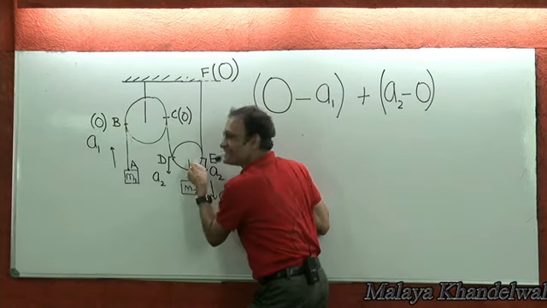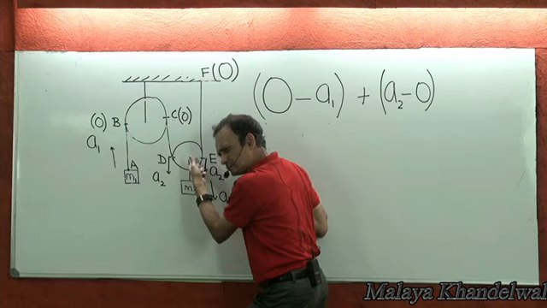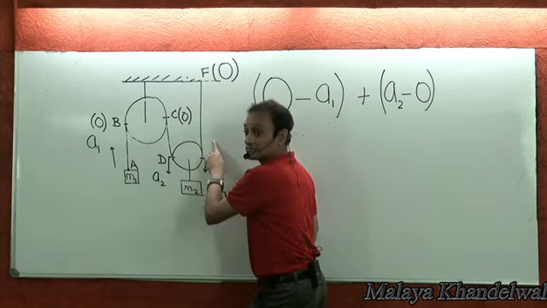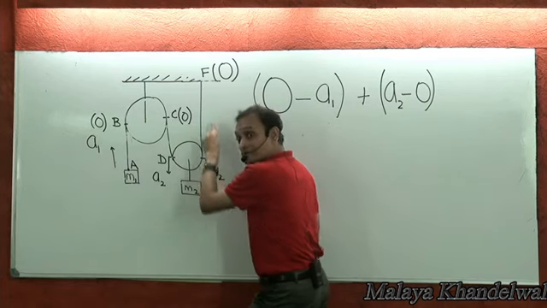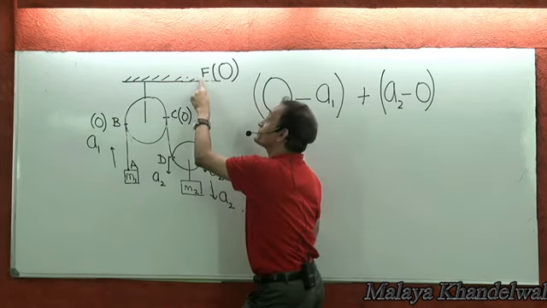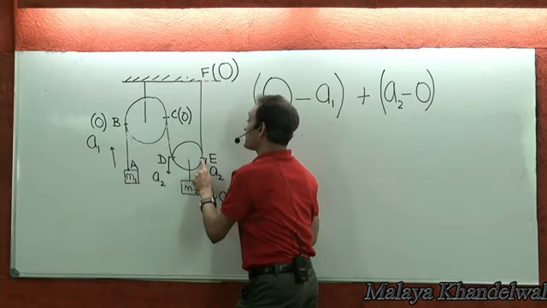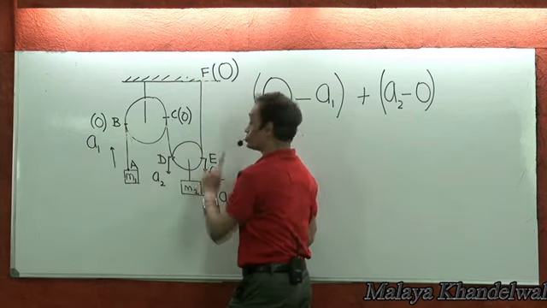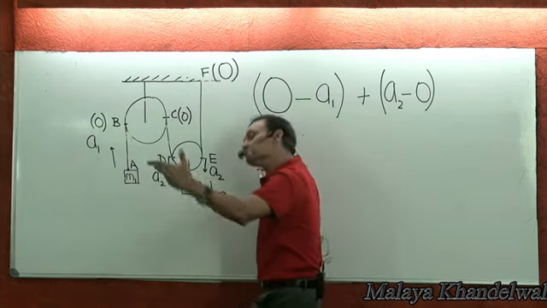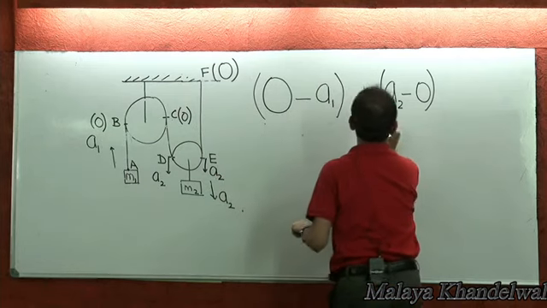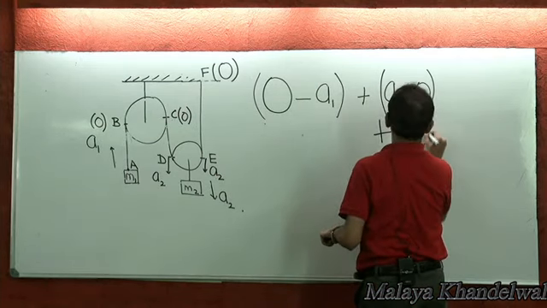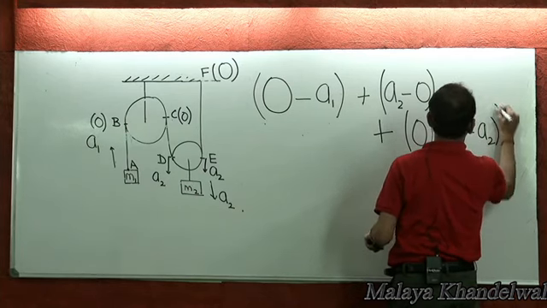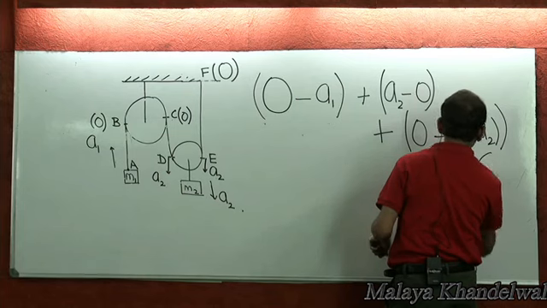Do I want to deal with DE, wrapped up length? No. And then I go from E to F. This becomes my new direction of traversal. Right? So I'll take acceleration of F in this direction minus acceleration of E in this direction. What is acceleration of F in this direction? 0. What's acceleration of E in this direction? Very good. Plus 0 minus A2. And all of this must add up to 0.